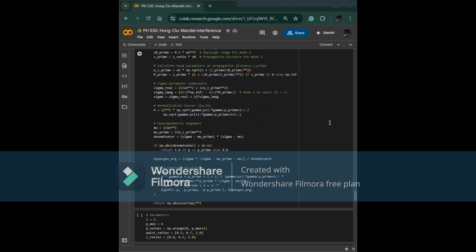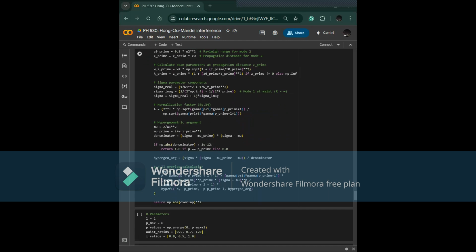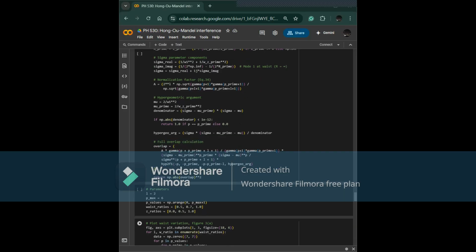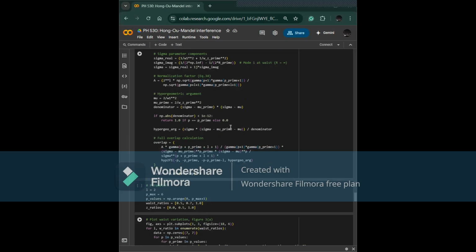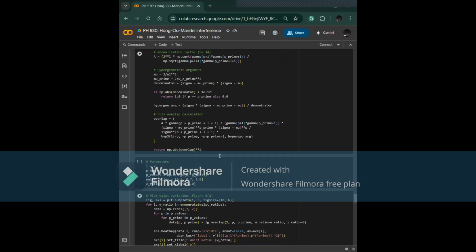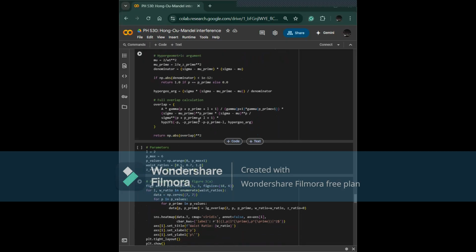For the normalization factor, we have derived it using the gamma functions. And the hypergeometric argument computes sigma using the equation right over here. So the final overlap combines terms and returns the overlap mod squared, the modulus of the overlap squared, using SciPy special hyp2f1.